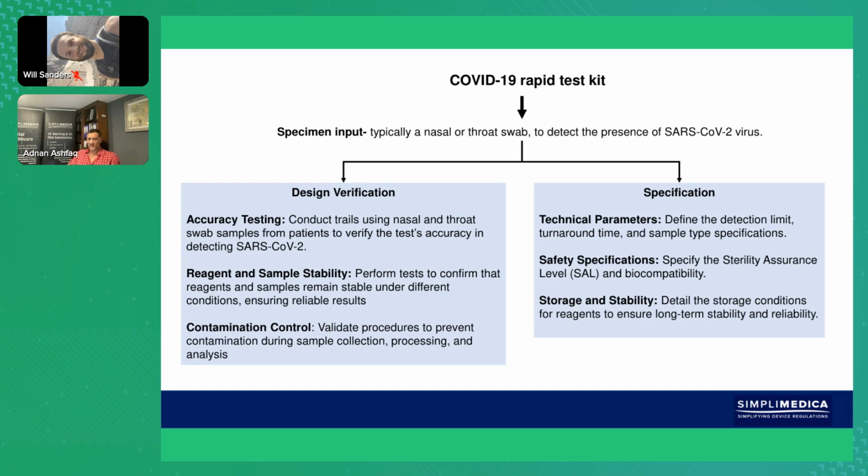This will be things like, if we carry over the same example of the COVID-19 test kit, we're going to look for the presence of the SARS-CoV-2 virus. Then we look at the design verification for accuracy of testing. We need to look at reagent and sample stability, and contamination control. The specification needs to be drawn up with technical parameters, safety specifications, and storage and stability. People are thinking, what has this got to do with the intended use? Well, this has got everything to do with intended use, and you can look at this through the tree that I've just illustrated here.